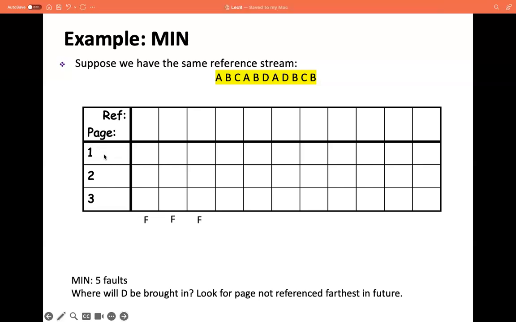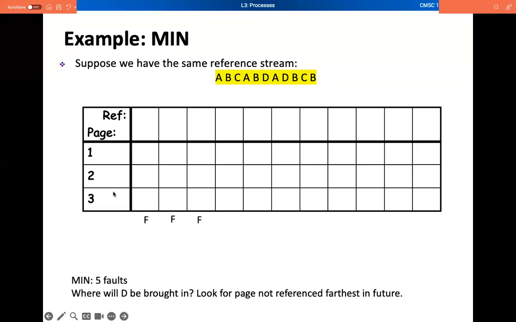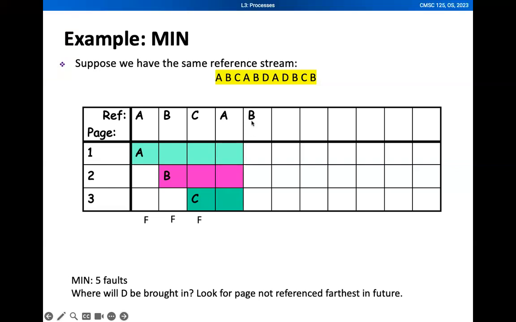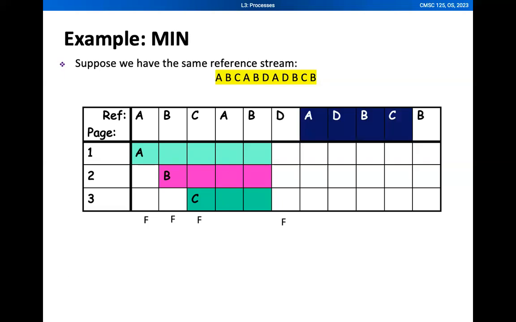Okay, so still we have 3 frames available. And then we have 4 virtual pages, A, B, C, and then D. And this is the reference stream. So initially A will be loaded in the first frame, and then B will be loaded, and then C will be loaded. Since initially A, B, and then C are not loaded in the main memory, it is a page fault. Now, A is already loaded, then B is already loaded.